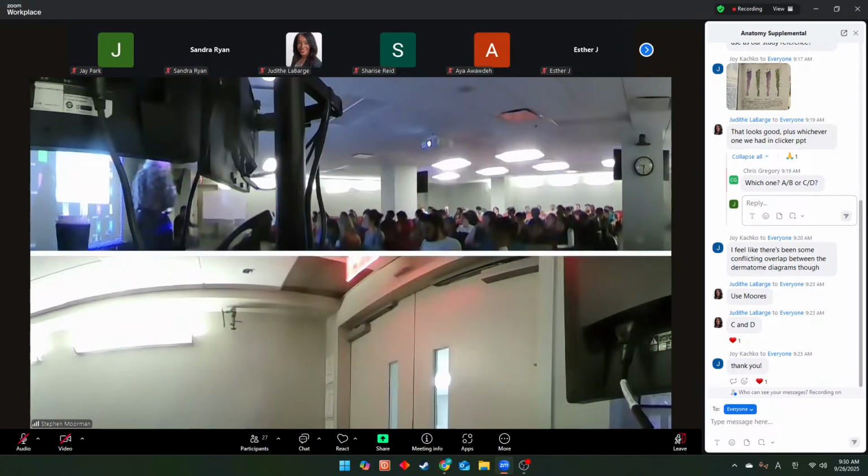From the ankle. Below the ankle, we're gonna call it dorsalis pedis, right, above the ankle.